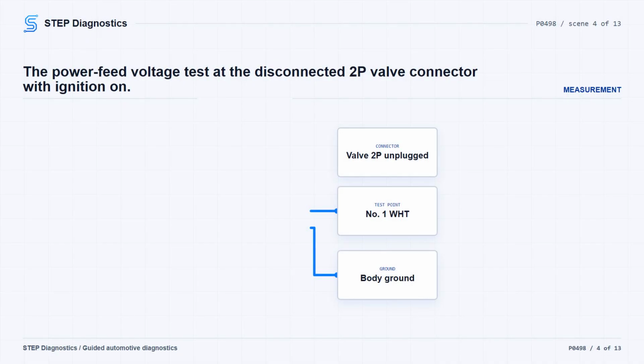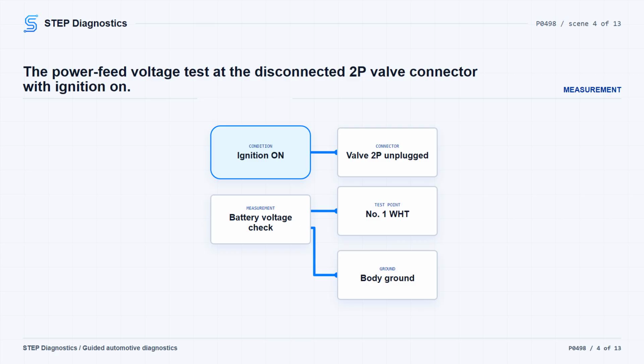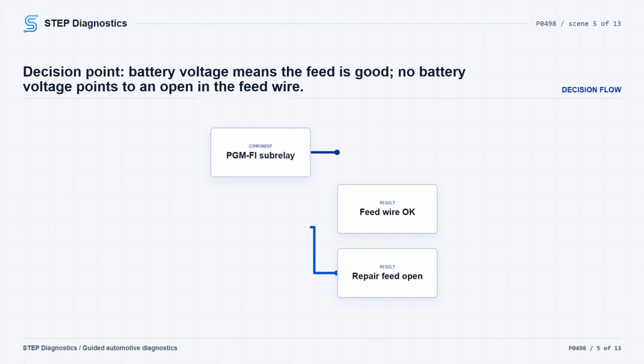Next, check the PHY SUB RLYOUT feed. Turn the ignition switch to LOCK (0) or select OFF mode and disconnect the EVAP canister vent shut valve 2P connector. Then turn the ignition back to ON (II) or ON mode. Measure voltage from EVAP canister vent shut valve connector No. 1, the WHT wire, to body ground. With the connector disconnected and the ignition on, you should have battery voltage on that feed.